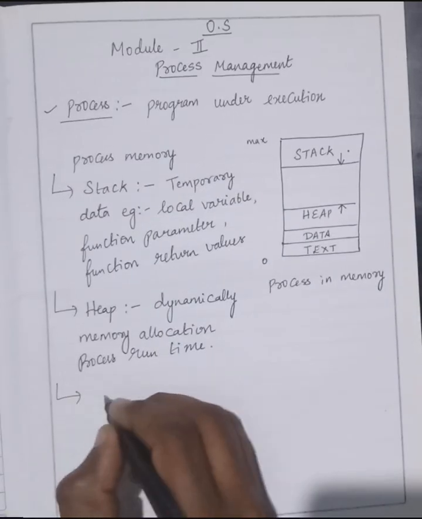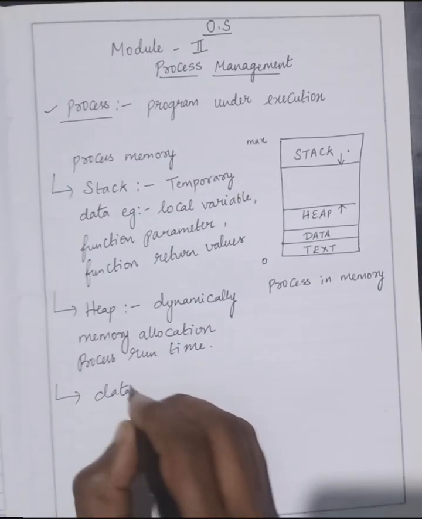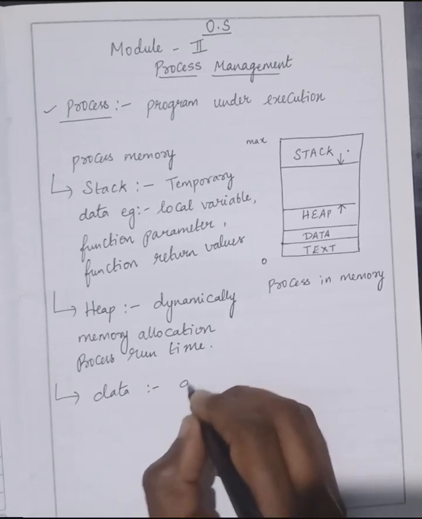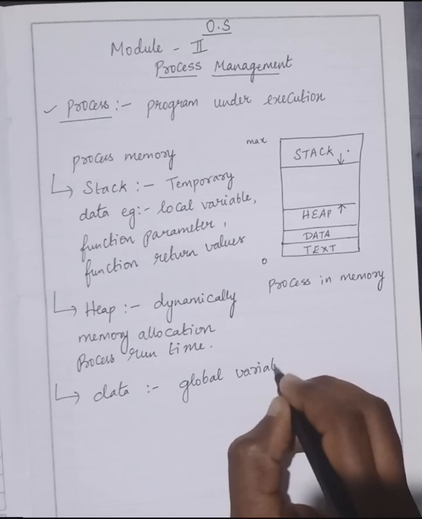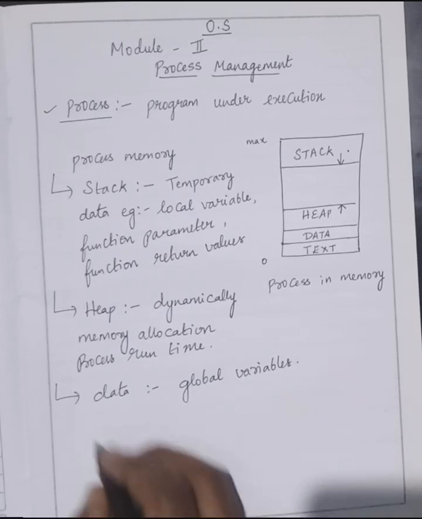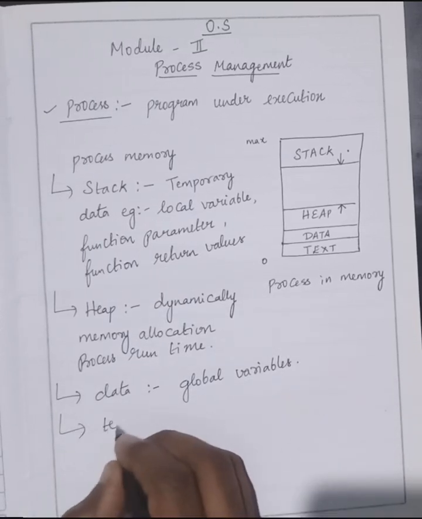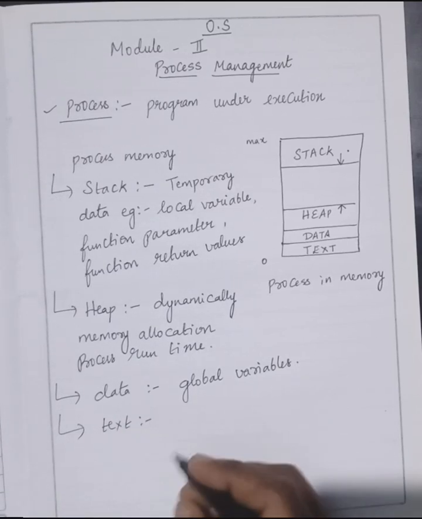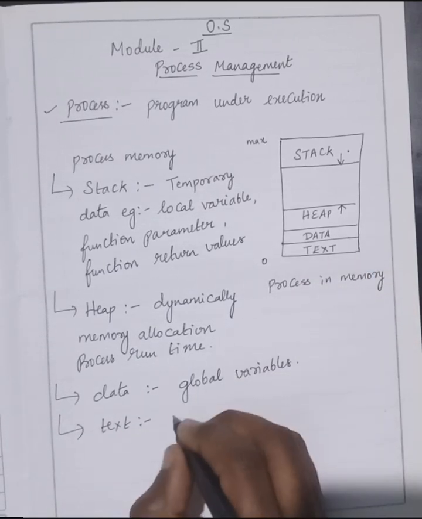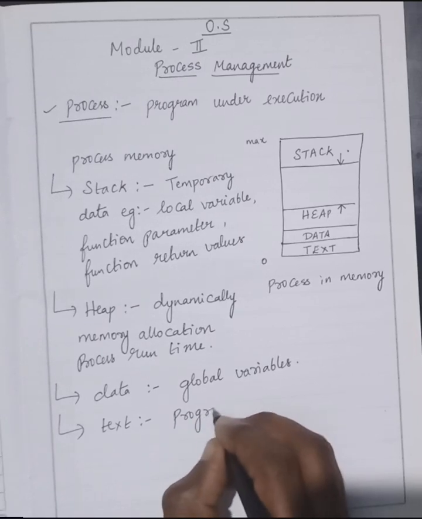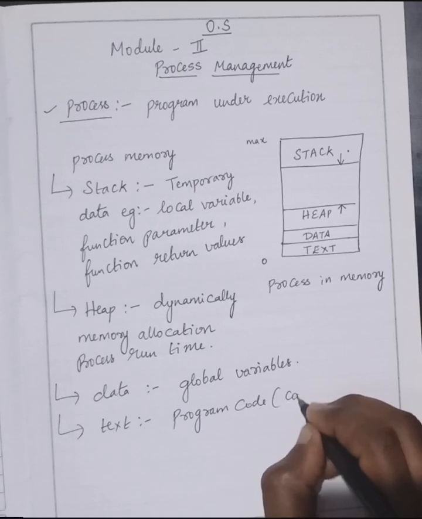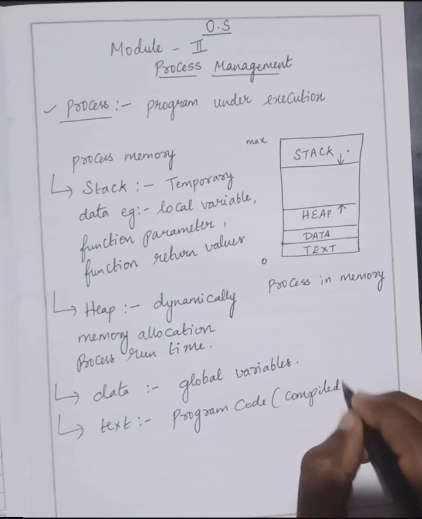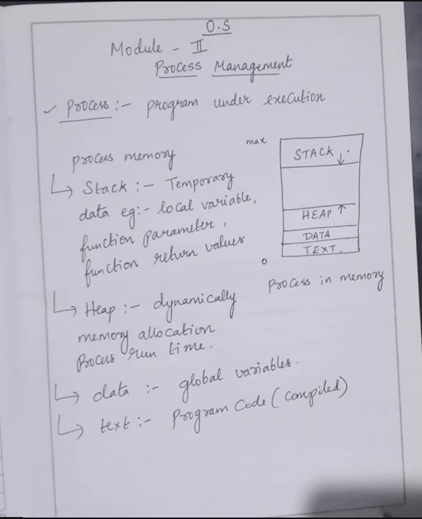Next comes data. In the data part we'll have variables like global variables in the program. And the last one is text. Text is nothing but the real program, whatever program code we write. You can say it's the compiled program code, and it is stored in the text part.